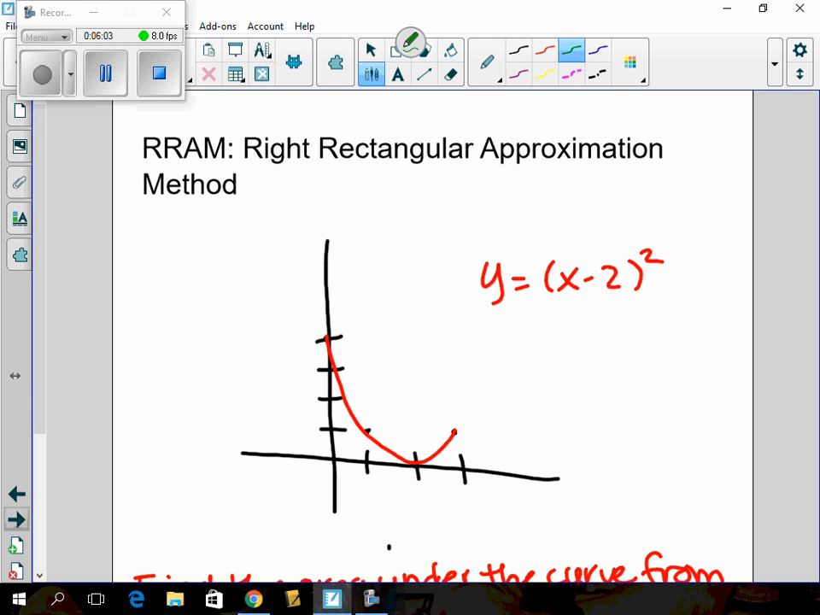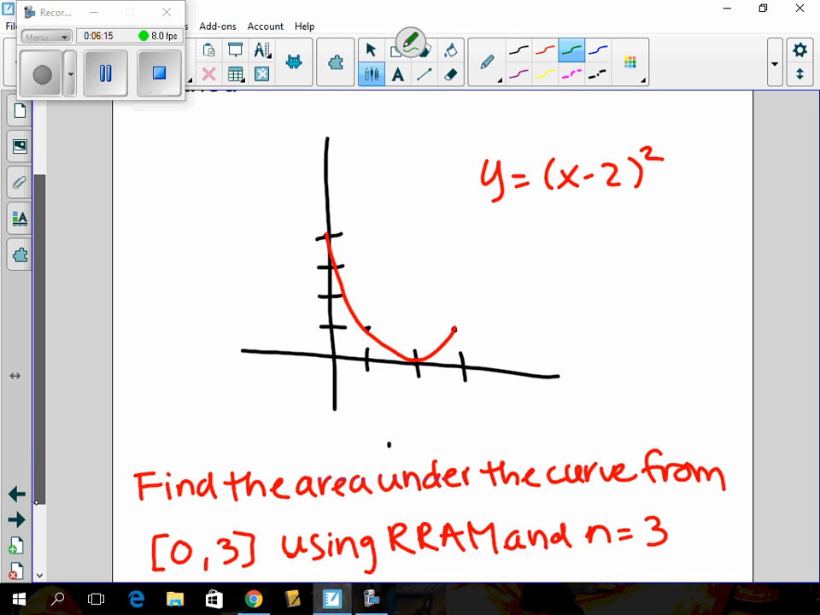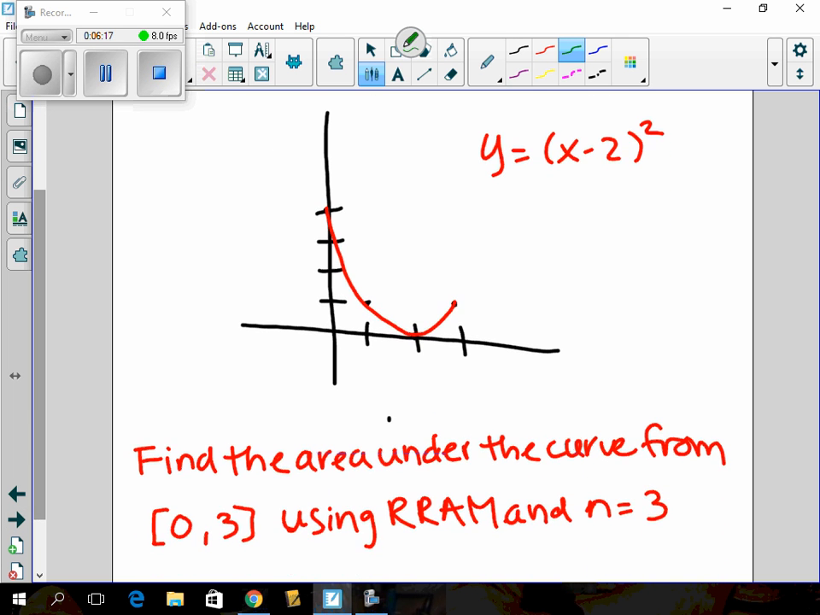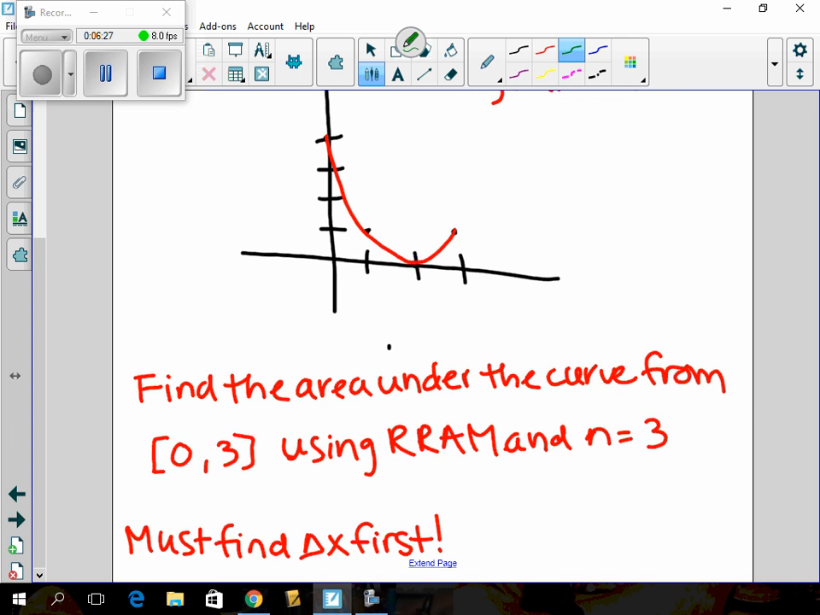So RRAM is a similar method. We're going to be using the same type of rectangles, but instead of starting on the left side of our interval, we're going to be starting on the right side. So here I'm given y equals x minus 2 squared. And I want to find the area under the curve from 0 to 3 using RRAM and n equals 3. So n equals 3, that's the number of rectangles.